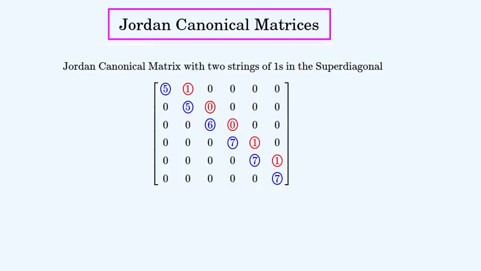Now to make a Jordan matrix with two separate strings of ones in the superdiagonal. Each string of ones can have its own value in the diagonals corresponding to them.